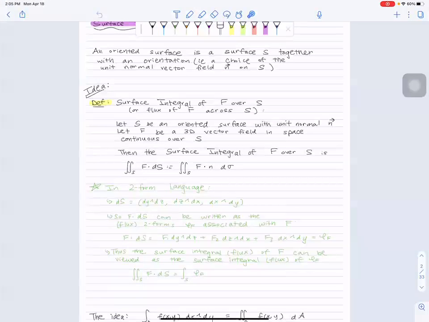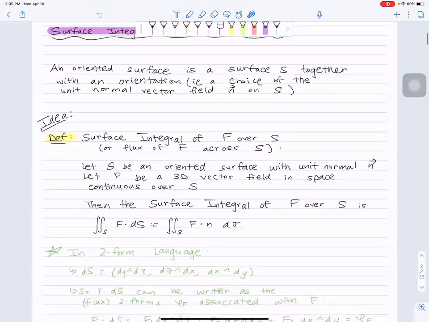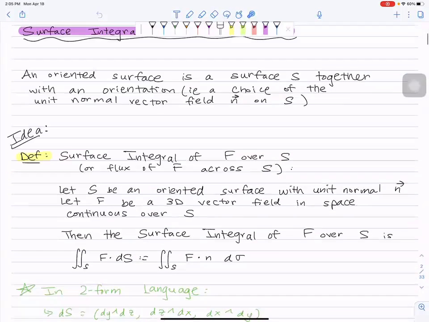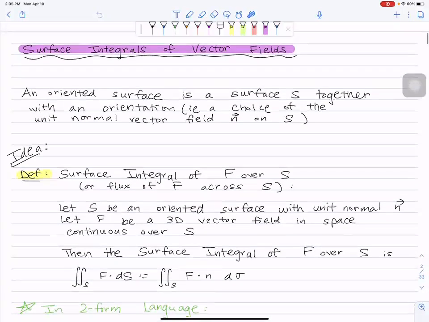So we just did a little bit of practice problems, and now we're going to do Stokes and Gauss's theorem. Okay, so quick overview of the idea that we're going to do first. We're focusing on the surface integrals of vector fields, and this is related to integrating a two form.